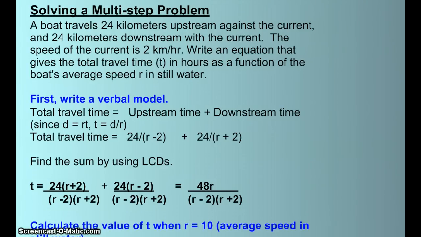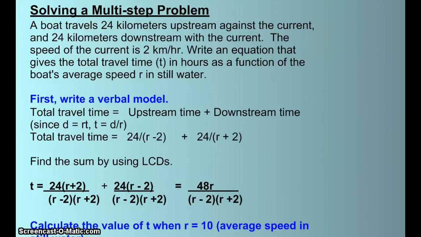So first write a verbal model. How are we going to set this up? Well, if you think about it, the total travel time for the boat is the time it takes to travel upstream plus the time it takes to travel downstream. And since distance equals rate times time, then time is distance divided by rate. Now, we know what the distance is. The distance is 24 kilometers both ways. But the rate we're not exactly sure of. We know it's the rate of the boat in still water, although we don't know what that is, so we're going to assign that r.